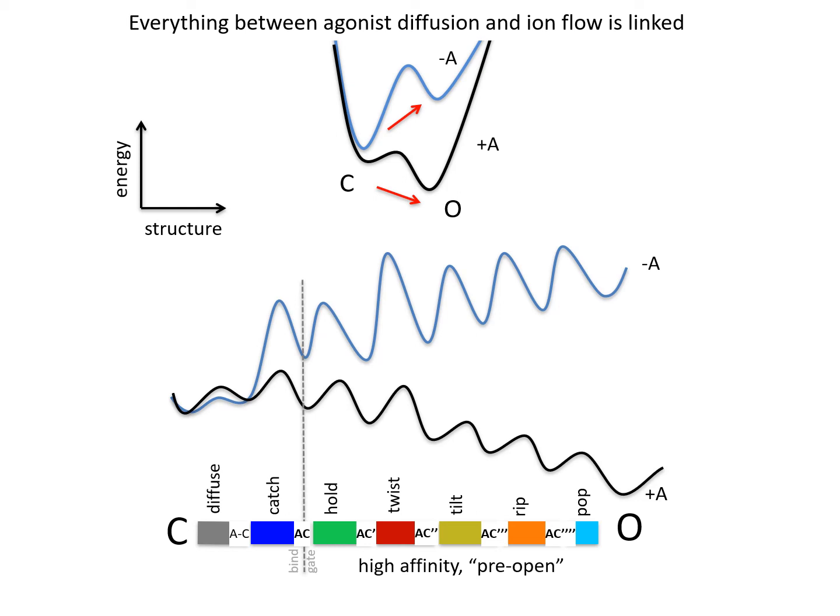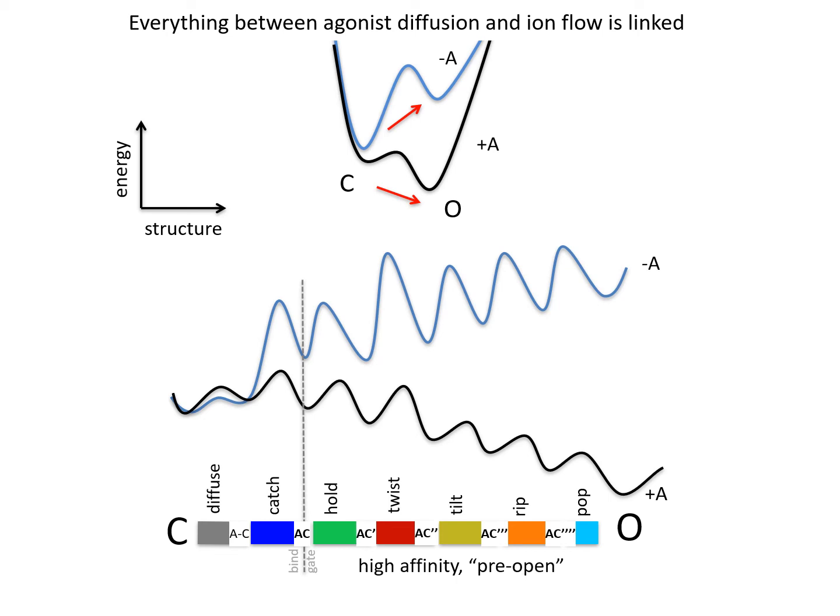But the idea is that after diffusion, the agonist lowers the barrier and the end state for catch, which in turn lowers the barrier and end state for hold, which in turn does the same for twist and then tilt and then rip and then pop until the whole thing comes downhill. So the agonist triggers catch, which then triggers hold, and so on, all the way down to open. If you took this blue line in the expanded version and condensed all those barriers together because you didn't have the time resolution to see them, you would see the blue barrier that's shown in the inset. That's how you would model it.